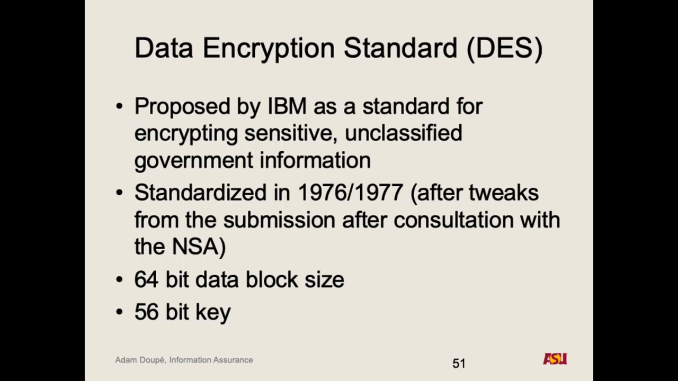2.2 billion years. All right. One of the key things to think about is when this was created. 1976. What's the average processing speed of a processor then? I don't know. Not very fast. Compare that to the average speed of a processor now. Right, so one operation per second is an incredibly low number.